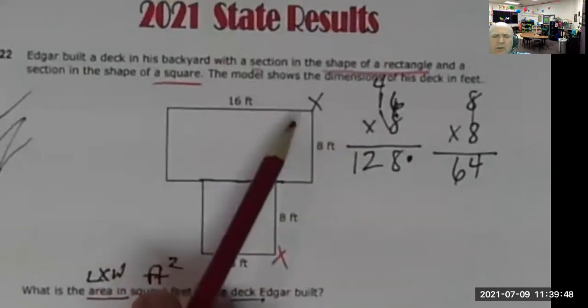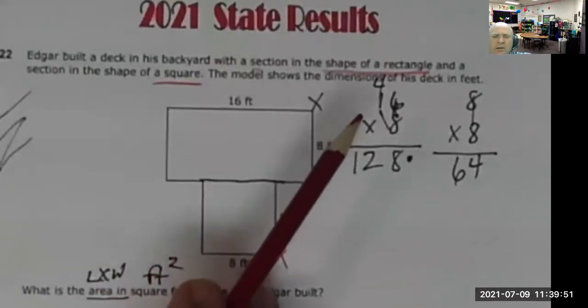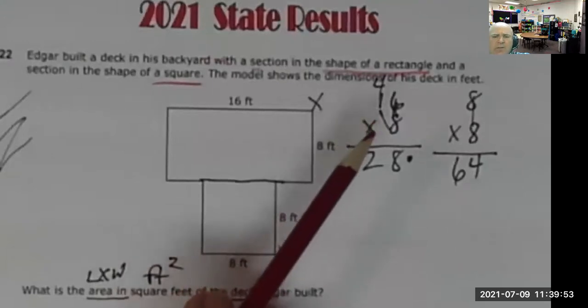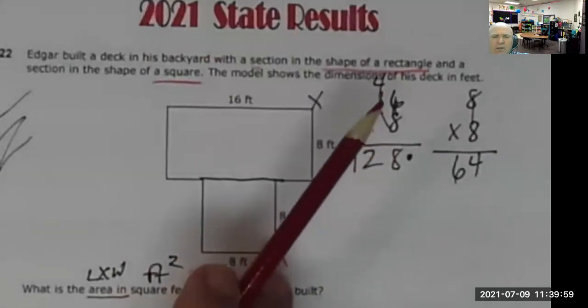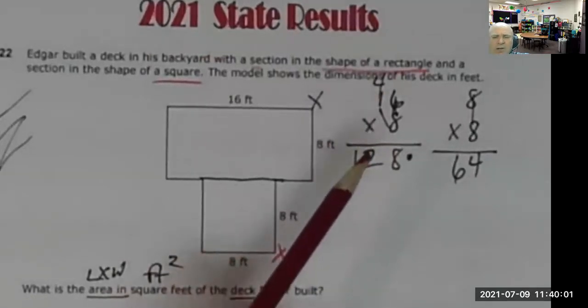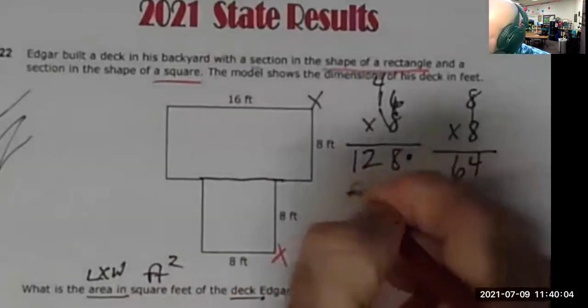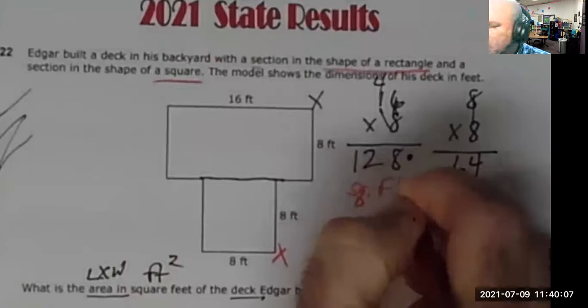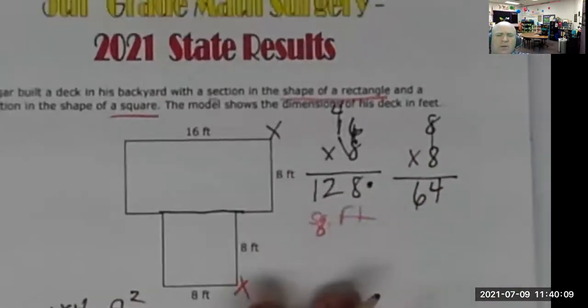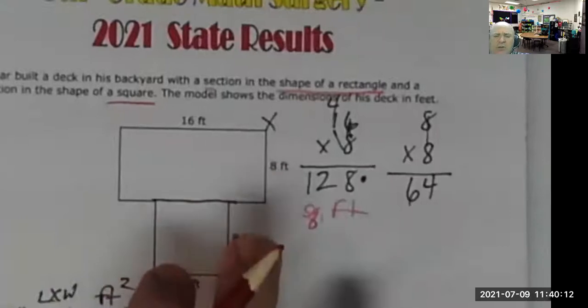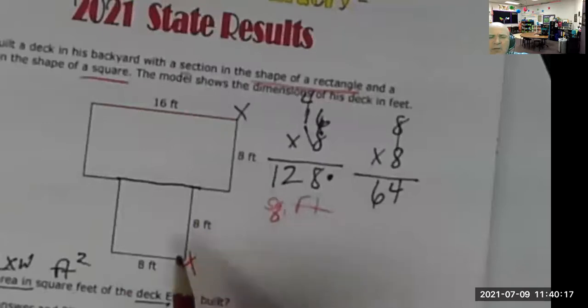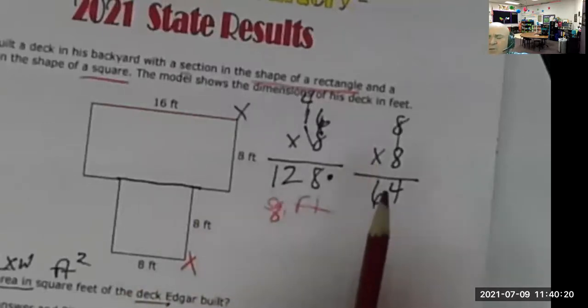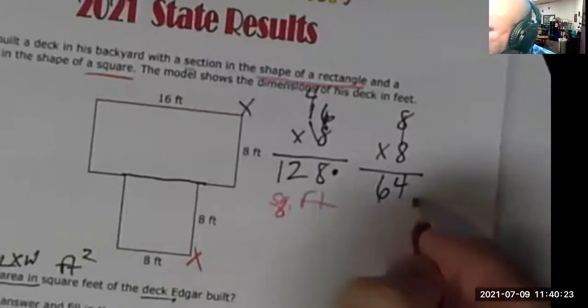So step one, the rectangle is length times width, 16 times 8. 8 times 6 is 48. Carry the 4. 8 times 1 plus 4 you carried, that's 128 square feet, because we multiplied a two-dimensional object. And then we have 8 times 8. 8 feet times 8 feet would be 64 square feet, or 64 feet squared.